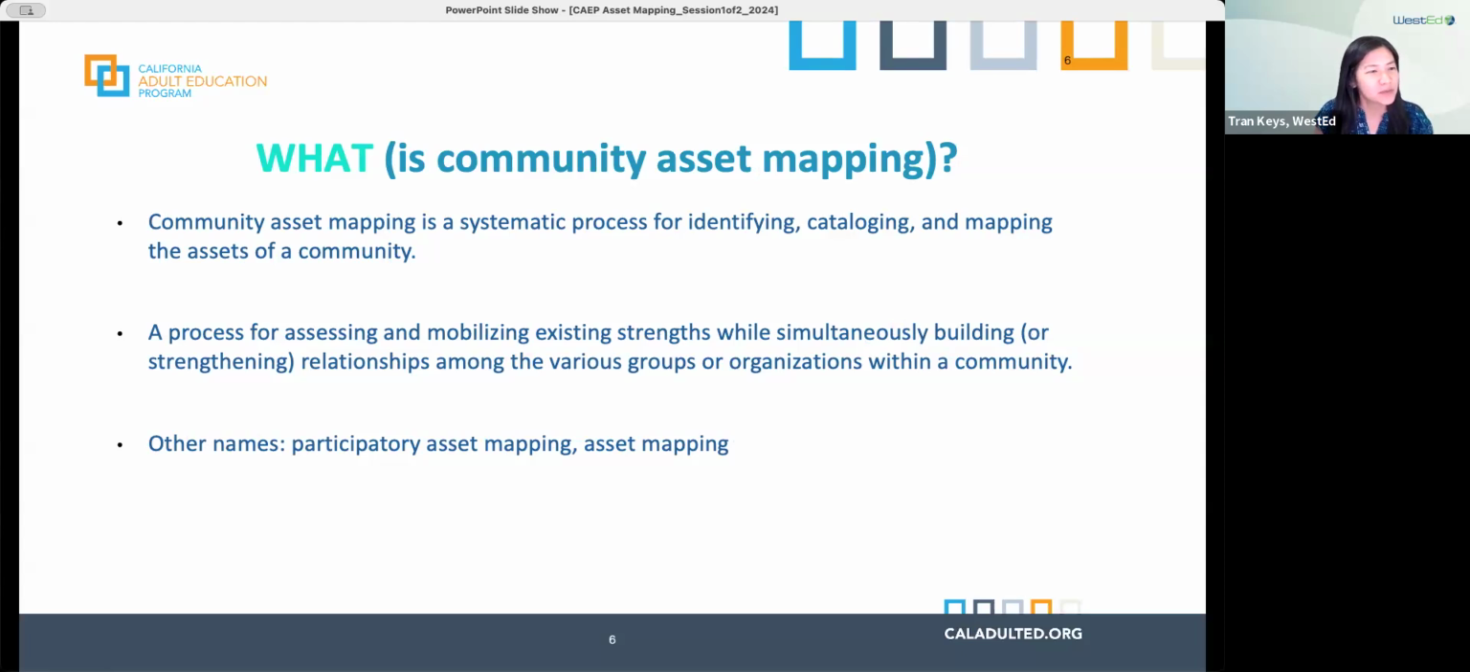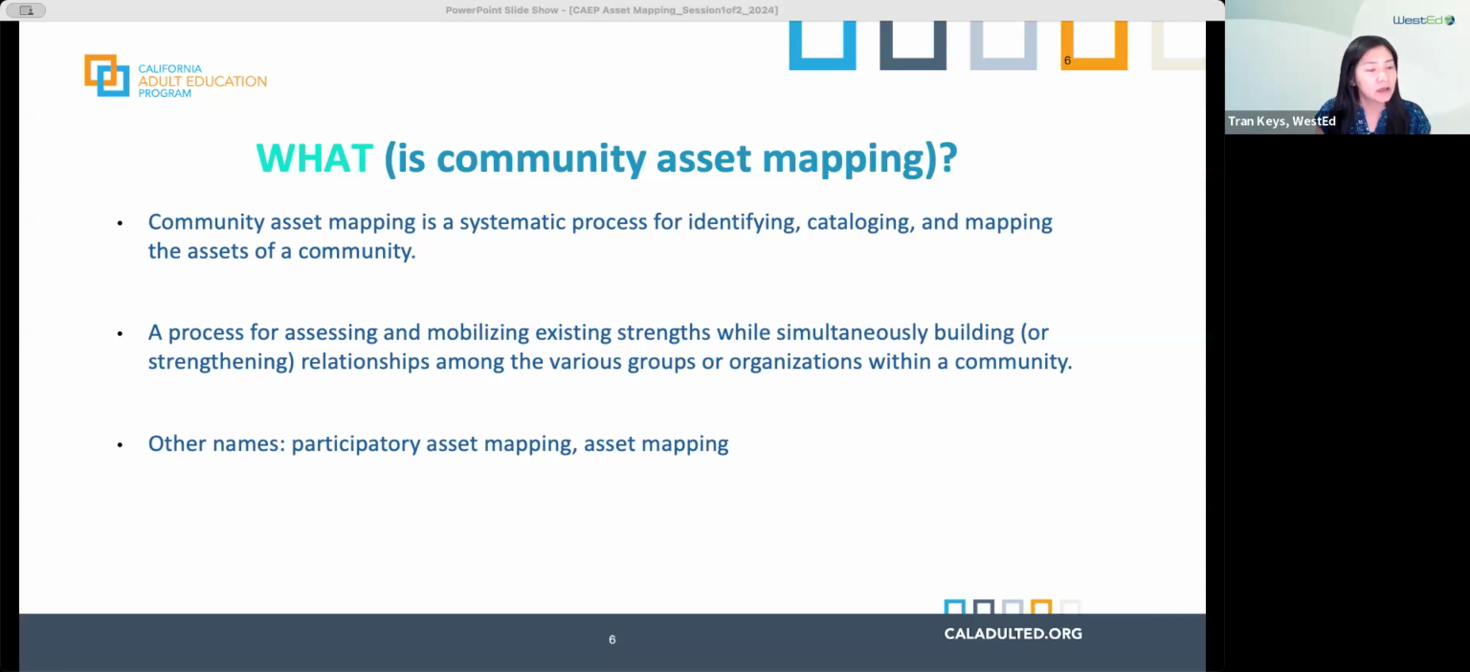So what is it? What is community asset mapping? Community asset mapping is a systematic, and that's the key word I want to highlight, process for identifying, cataloging, and mapping the assets of a community. It's a process for assessing and mobilizing your existing strengths, while at the same time you're strengthening relationships among the different groups, the different parts of the organization within the community.